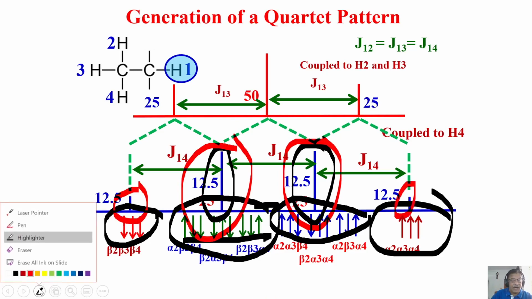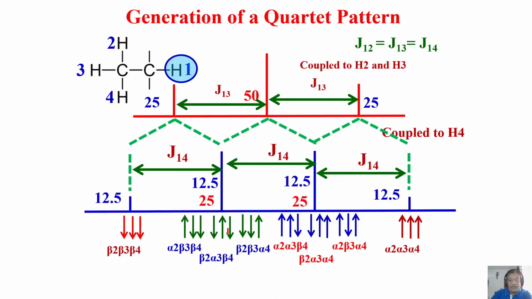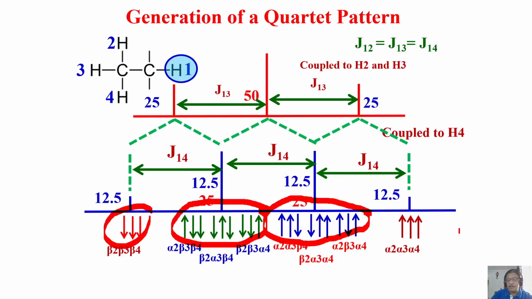You understood how I got a quartet? Simple. You understand that these are three possibilities of equal intensity, three possibilities of equal intensity of orientation of the spins. And this is only one possibility. As a consequence, 1331 is the intensity pattern for a quartet.